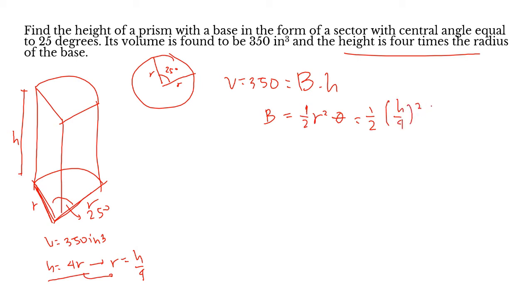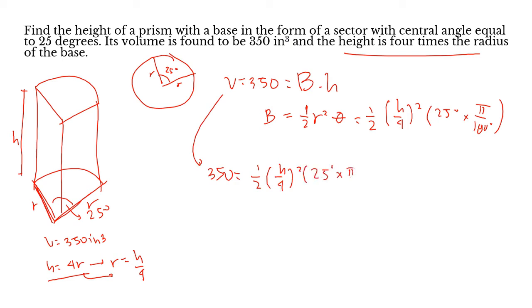What is theta class? Theta is 25 degrees, pero i-radians man nato. So, mag-multiply pa kag pi over 180 degrees diri. And you get, mo na siya, I'm home base. So, rearranging na from formula class, from here. Mani ang base pa lang alone na formula. So this is 350 is equal to 1/2 h over 4 squared times 25 times pi over 180 degrees times h.